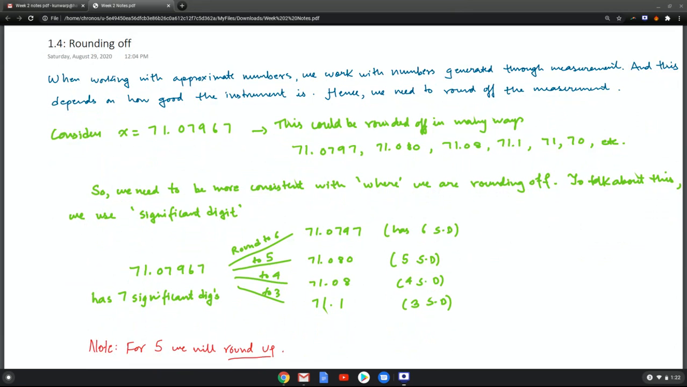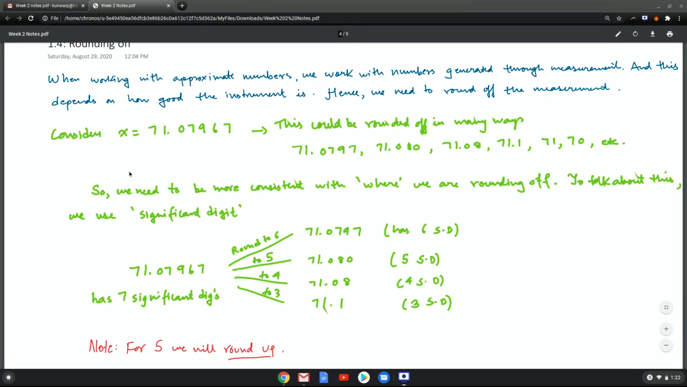Okay, the next topic we have is rounding off numbers. When we work with approximate numbers, these are numbers that are generated through measurements. And these measurements depend on how good the instrument is. And hence, we need to round off and we need to understand what it means to round off.